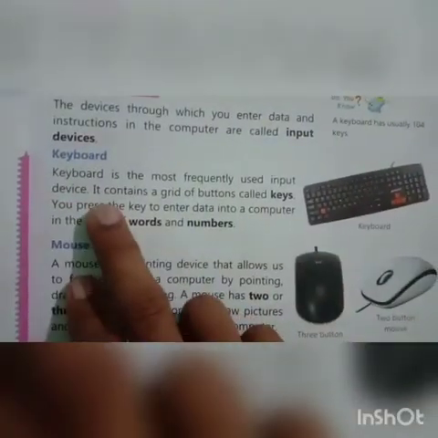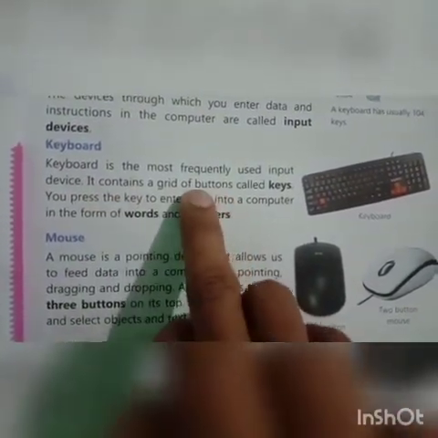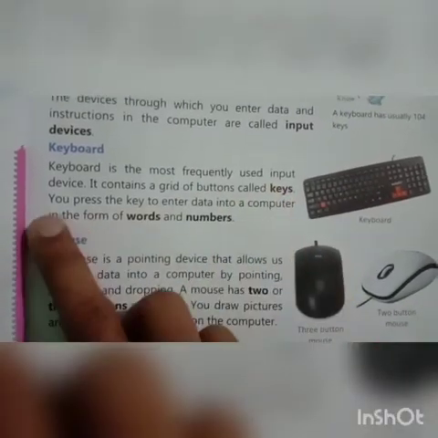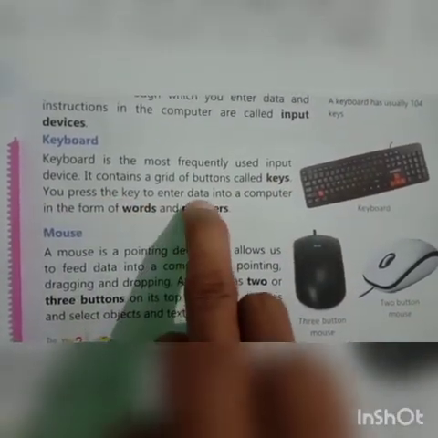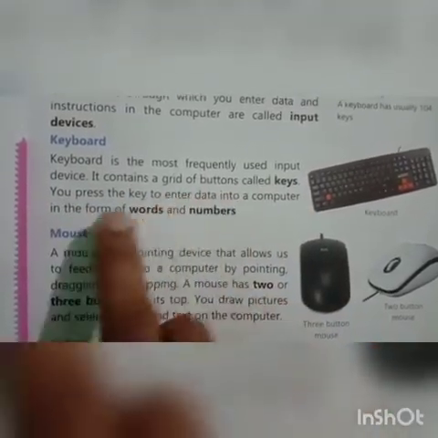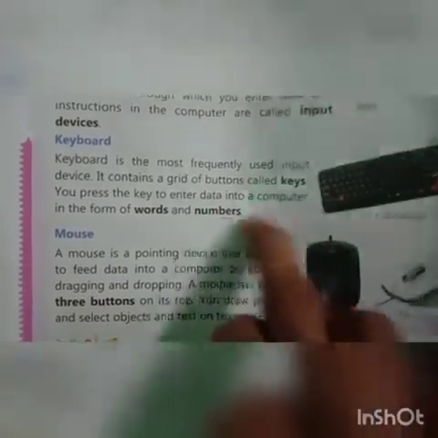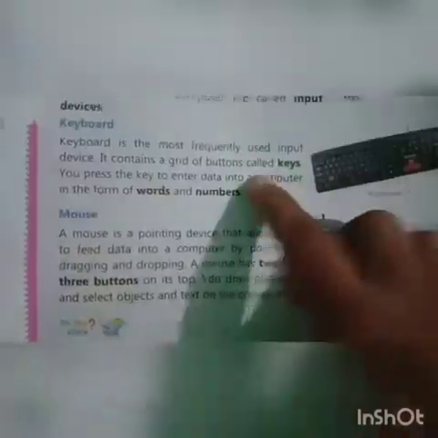So a keyboard is an input device, and it contains a grid of buttons called keys. You press the keys to enter data into the computer, and you enter data in the form of words and numbers. Okay students, so this is an input device.